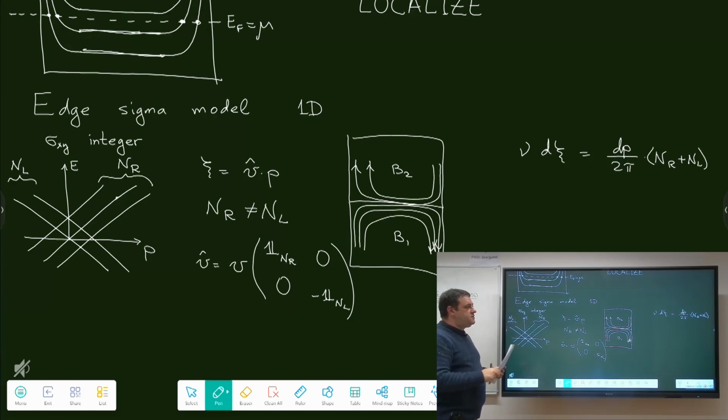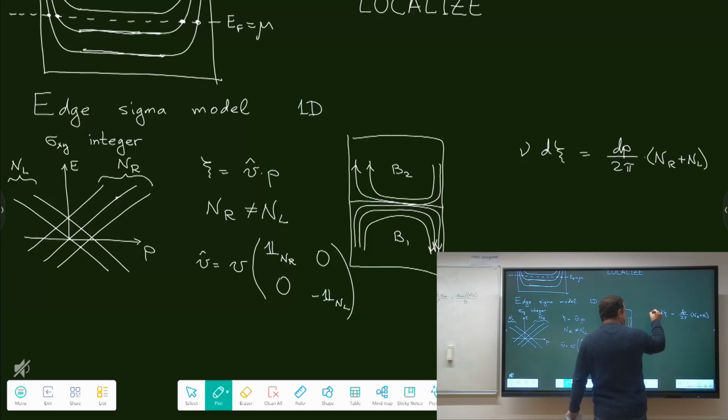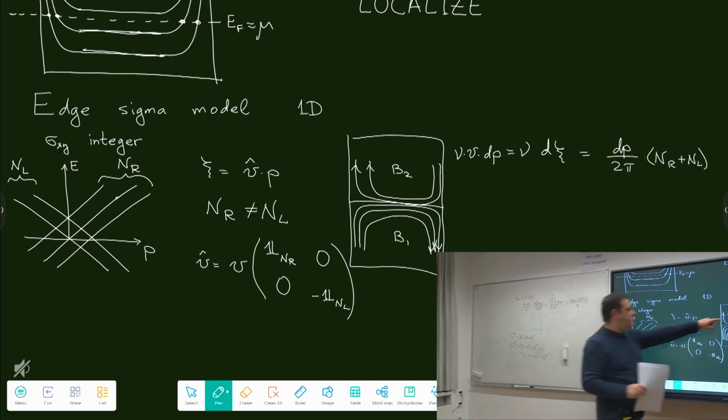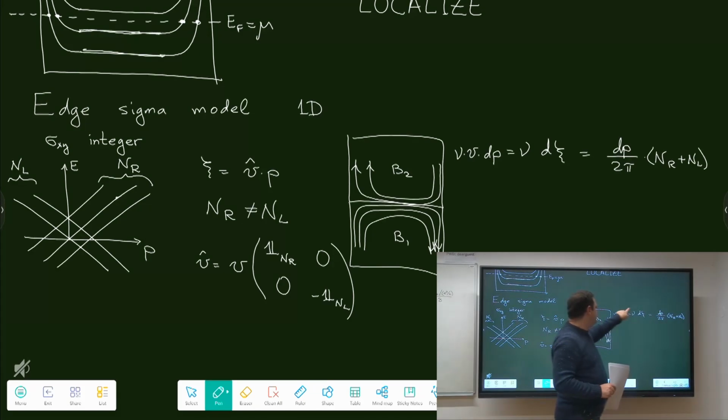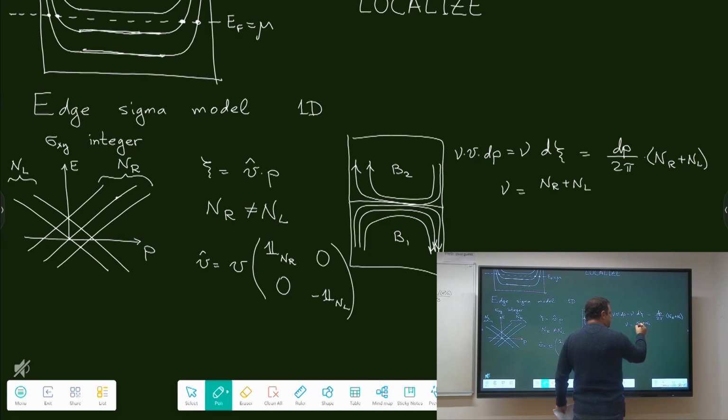To count all states, I have dp over 2 pi states on each branch, so the total number should be multiplied by the number of branches here. And nu d psi, on the other hand, psi is v times p, is just nu times v times dp. So if I compare this to that, I can cancel out dp. Nu is the total number of modes divided by 2 pi v.